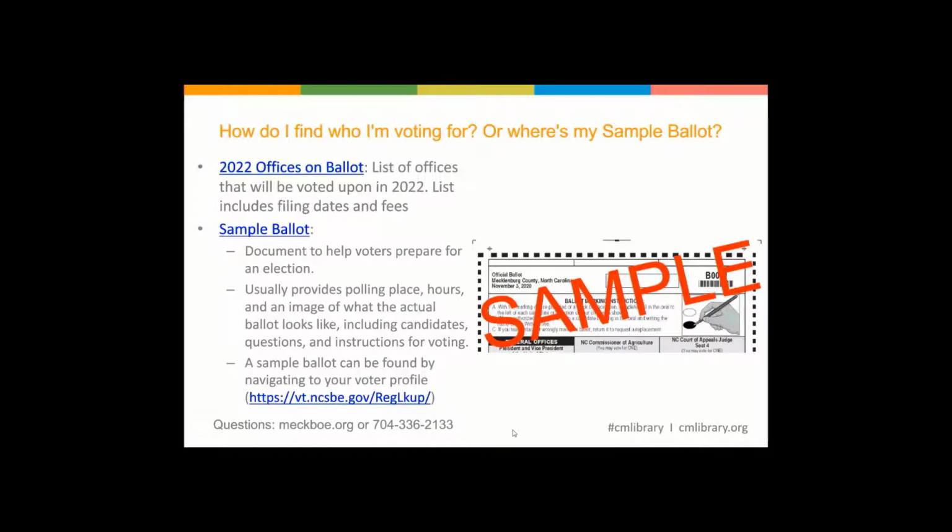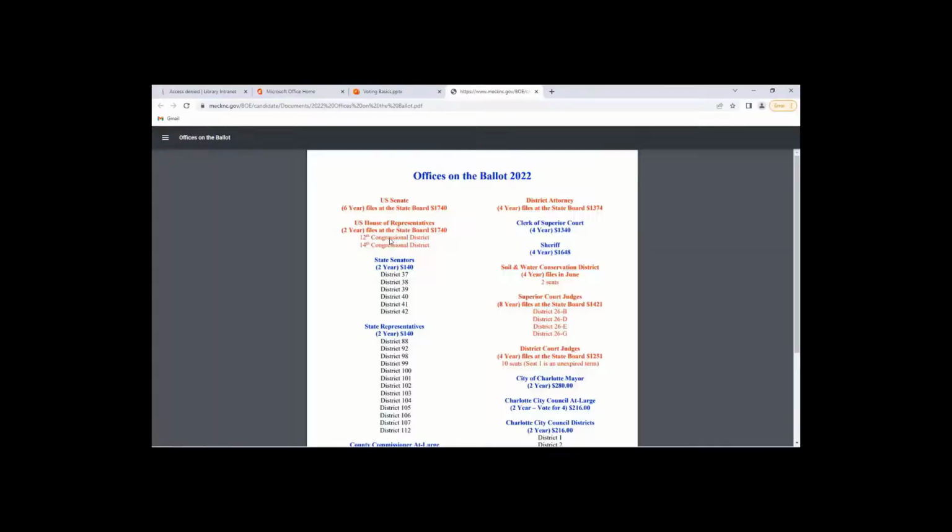If you're looking to find who you're voting for or to take a look at your sample ballot, you can find both of these on the Board of Elections website. The offices on ballot will list the offices that will be voted upon for the current election. This list includes filing dates and fees for the offices on that ballot.